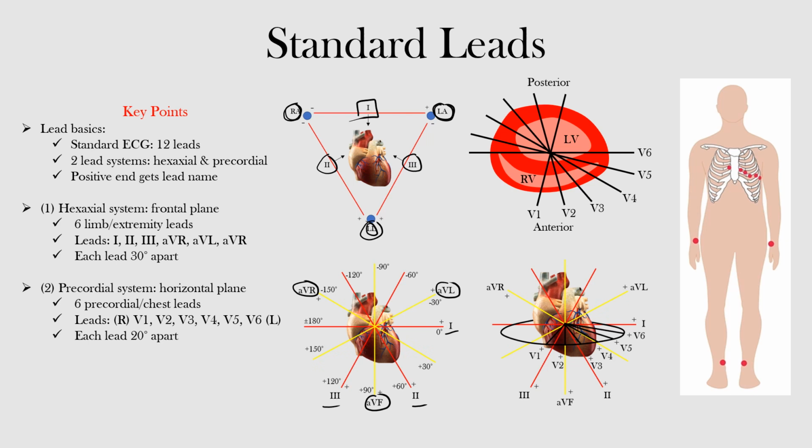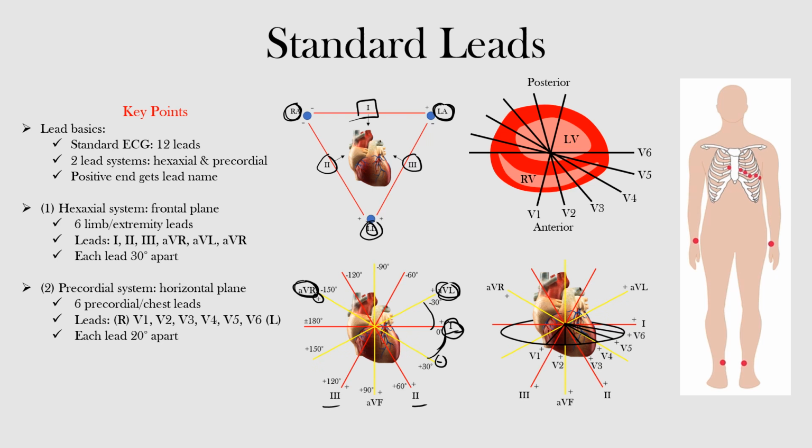Now each lead is separated by 30 degrees, these limb leads. This is because if you take a circle with 360 degrees and divide it by the 6 limb leads, this gives us 30 degrees between each lead in the frontal plane. So if you look here, here's lead 1, and then we have lead AVL, and notice there's 30 degrees between them. Here's 1, and 30 degrees from that would be AVR, which is here. This is the negative end of AVR, and this would be the positive end.